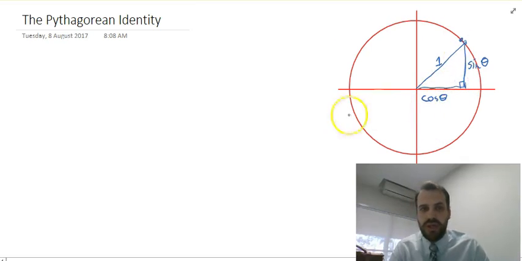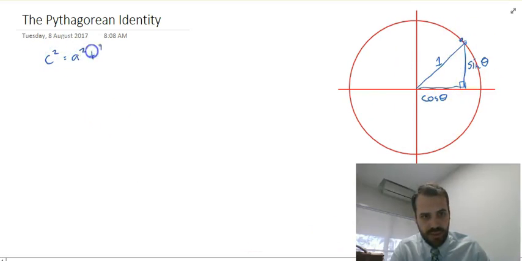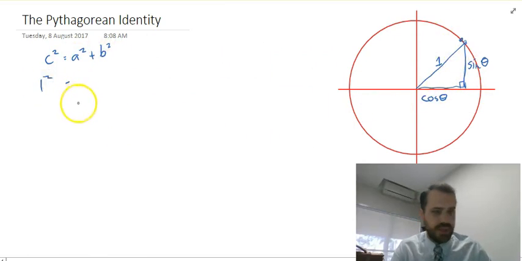Now, if you take a look at that triangle for a minute, you'll see it's a right angle triangle, and you'll notice that we're talking about the Pythagorean identity, so you'll start putting two and two together, and you'll realize that we can put those numbers into Pythagoras' theorem. So, Pythagoras' theorem is c squared equals a squared plus b squared. The c squared in this case is the radius, 1 squared. 1 squared equals a squared. Let's do it in this order.